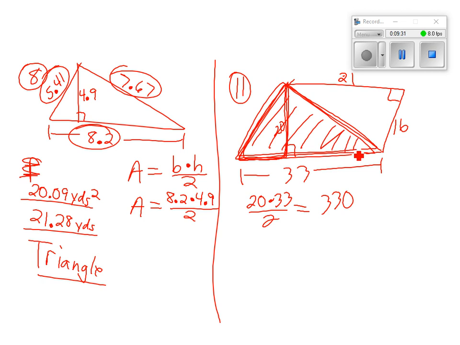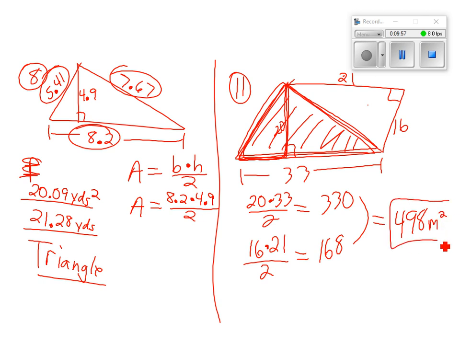What do we still need to find the area of? The other triangle. This other one up here, what's the base of it? 16. What's the height of it? 21. 168. Everybody agree with that? What are you gonna do with those two? Adam. 498. What's our units? Units squared. It doesn't give us units. Meters squared.